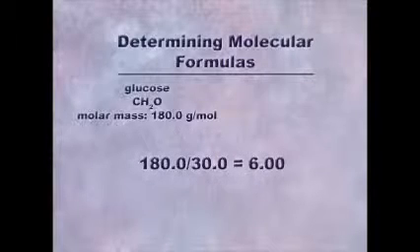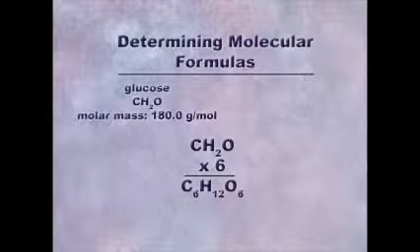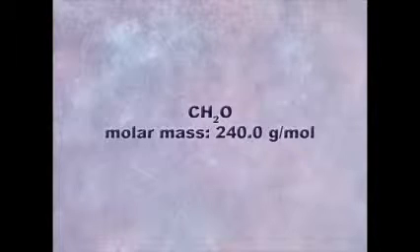180.0 divided by 30.0 is 6.00. So the molecular formula has a molar mass that is 6 times larger than the empirical formula. To find the molecular formula, you simply multiply the empirical formula by 6. This gives us a molecular formula of C6H12O6. Now it's your turn. Work this problem in your notes. Another compound has the same empirical formula as glucose, CH2O, but its molar mass is 240.0 grams per mole. What is the molecular formula?